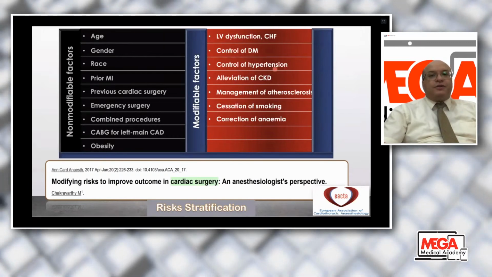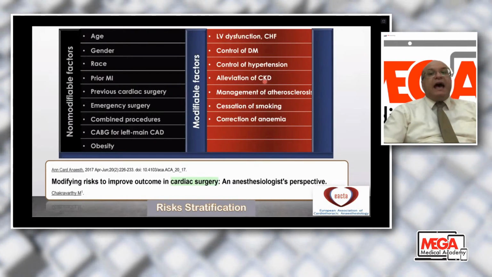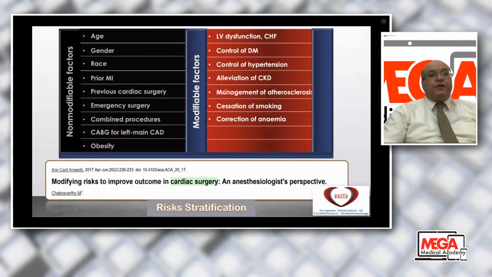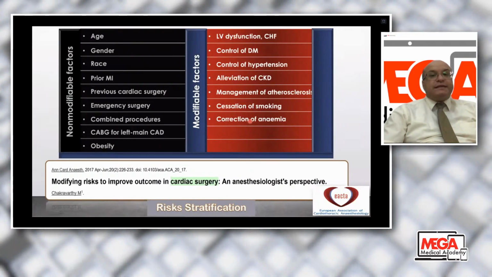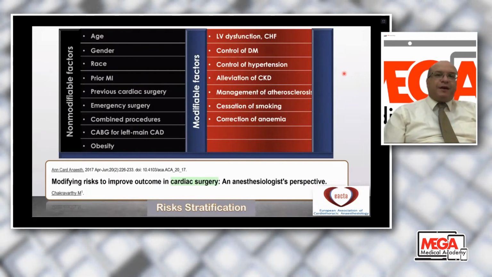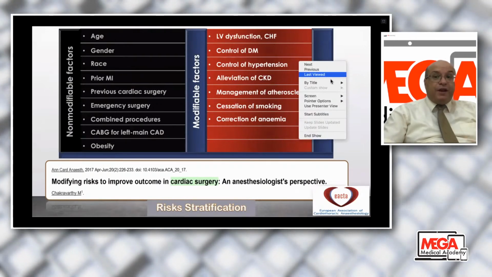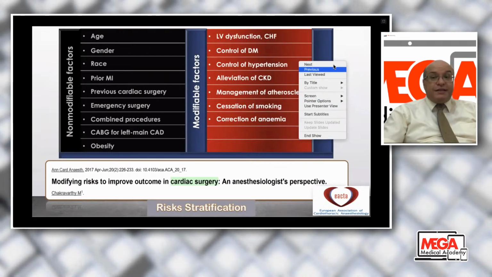Control uncontrolled diabetes, control uncontrolled hypertension, alleviate chronic kidney disease, manage atherosclerosis, cessation of smoking, and if you have any anemic patients, as Professor Samir described, you have to correct it during the pre-operative period and consider blood conserving strategies.